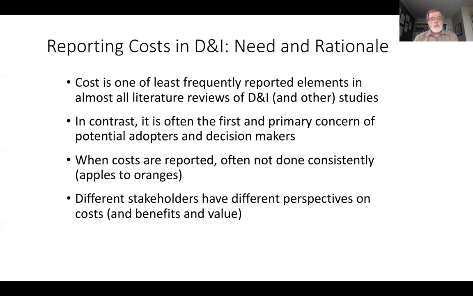Third bullet point: when costs are reported, often this is not done consistently. People report on different elements using different measures, forget about some issues, and don't report them according to the guidelines that are there. And so you're really comparing apples to oranges if you want to talk about a couple of different cognitive behavioral interventions, and they're both talking about cost, but they mean different things.